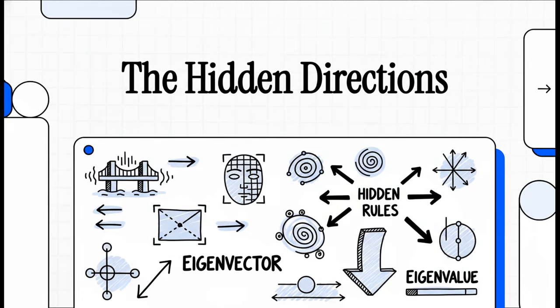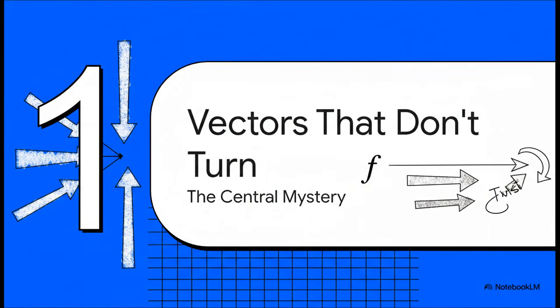You know, when you look at some of the most complex systems imaginable, we're talking everything from vibrating bridges to how facial recognition software works, they often have these simple, hidden rules kind of running the show. And today, in this explainer, we're going to uncover one of the most powerful of them all. All right, let's dive right in.